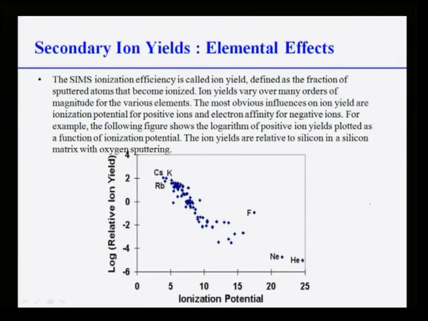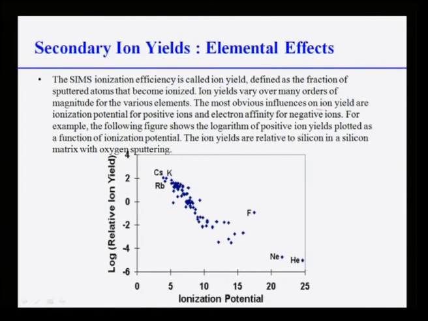Secondary ion efficiency is a very well defined thing. It is nothing but the fraction of the sputtered atoms that become ionized. You have a large number of sputtered atoms, and only 10 or 15% become ionized. That fraction is known as the secondary ion yield. As you know, ion yields vary over orders of magnitude for various elements. That means there is an elemental effect. The most obvious influence on the ion yields is the ionization potential of the positive ions. Otherwise, if the ionization potential is very high, it will sputter an atom, not an ion. And also the electron affinity of the negatively charged ions.